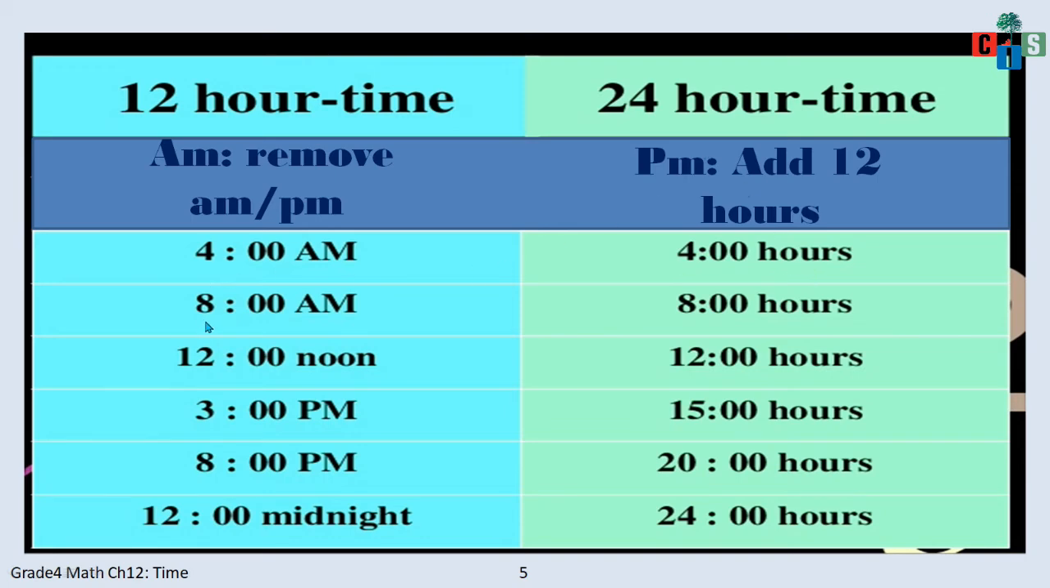Okay. When the question is 8 a.m., I'll simply remove a.m. and put hours. So it's 8 hours. Now the very important thing. It's very important. Okay. Let me mark it with a star. 12 noon means it is 12 o'clock in the afternoon. So in the 24-hour time, what will happen? It will convert into 12 hours. Fine. As it is in the afternoon, it will be 12 hours.